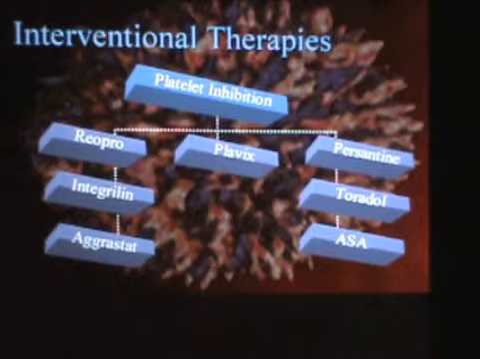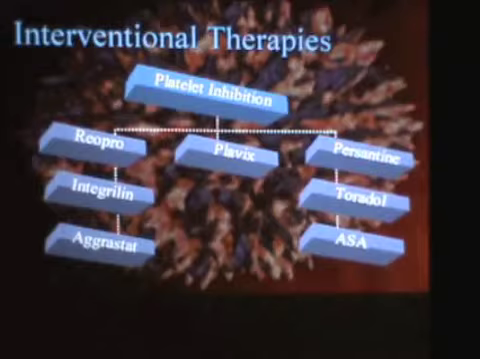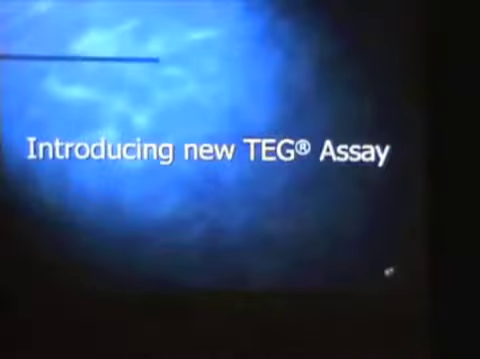Okay, the platelet inhibitor drugs, we see your ReoPro and Aggrastat, we see your Plavix and Prasugrel, we see your Persantine, Toradol, aspirins, Aggrenox, drugs of that nature there. And then we have a new assay.